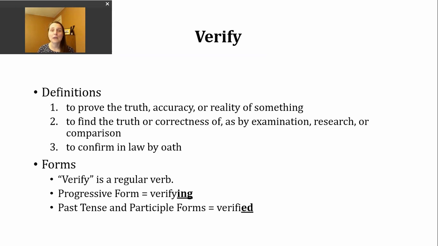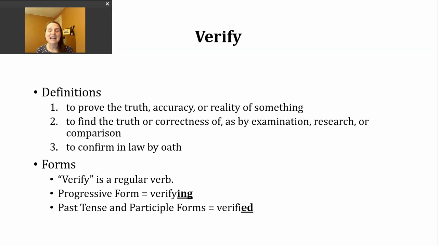Verify is a regular verb. To make the progressive tense, all we need to do is add ing to form verifying. To make the past tense and participle forms of this verb, I'm going to change the y to an i and then add ed to form verified.